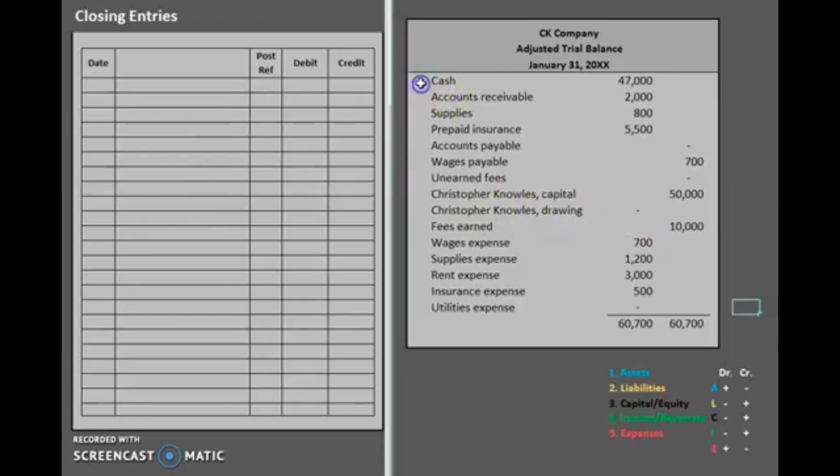And actually, let's even go ahead and put some P's next to these assets for permanent, and a P next to these liabilities since those are all permanent, and a P next to that capital since that one's permanent, and then drawing would be temporary.